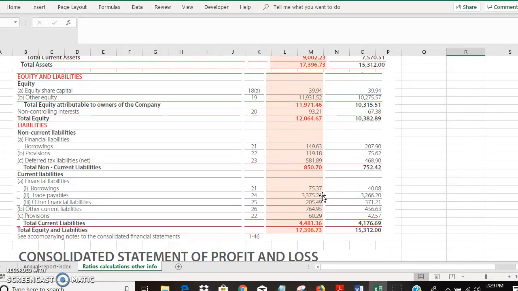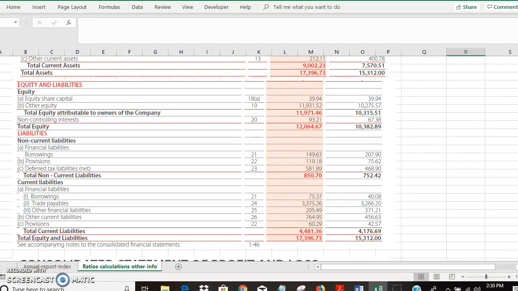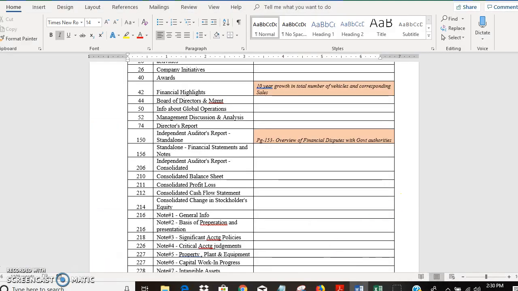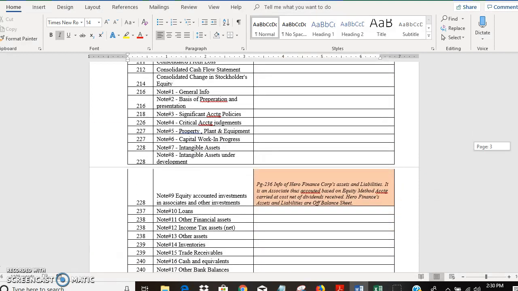Their suppliers don't have a problem extending them extra time because they are giving them more business too. So the working capital needs are really less. Everything looks spot on, good, right? But there is a caveat. I'll tell you what. If you go here, let's start looking at footnotes.